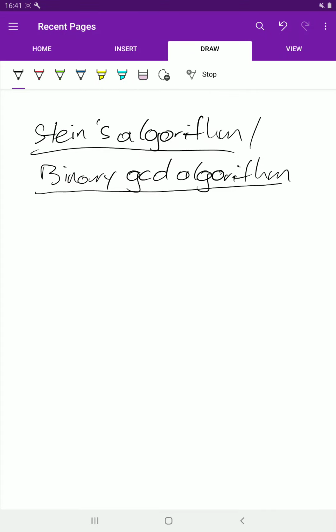Today I'm going to talk about Stein's algorithm, also known as the binary GCD algorithm. You probably already know an algorithm to compute the greatest common divisor, namely the Euclidean algorithm. And today I'll show you another algorithm to compute the greatest common divisor.